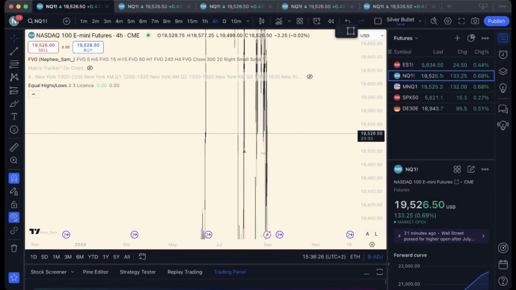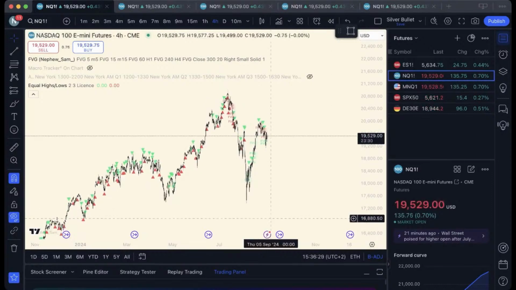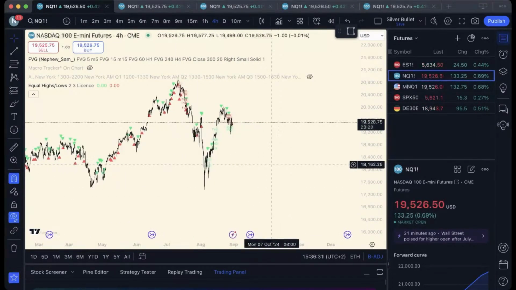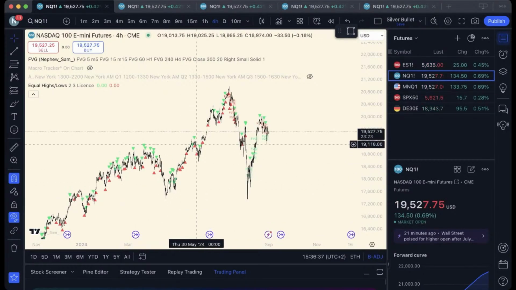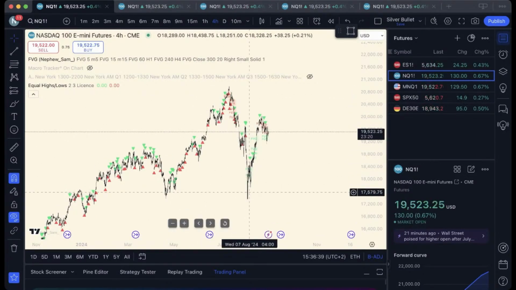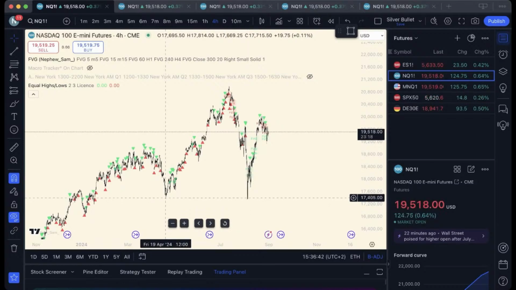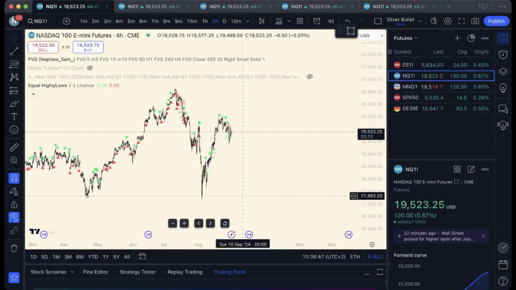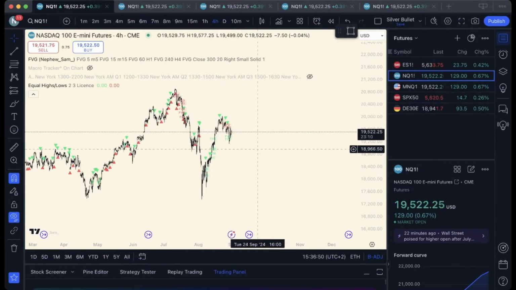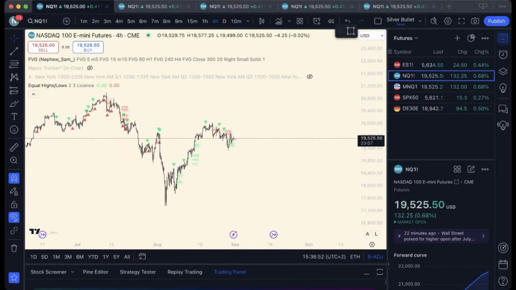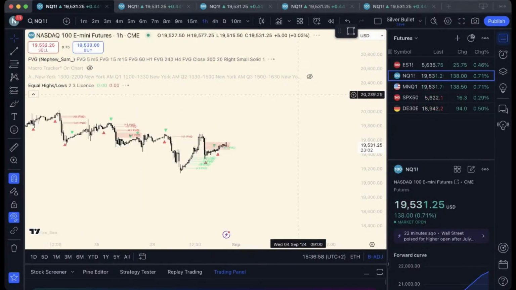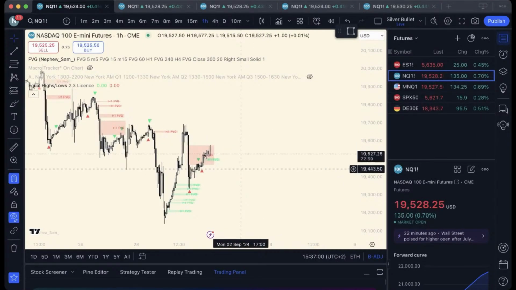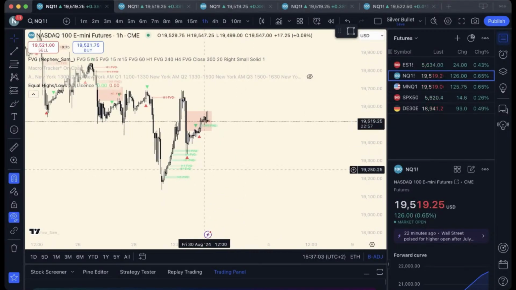And I saw on the 4 hour, for me it's a market maker buy model, because we went up the curve, then we had a market maker sell model. We swept this low here on the 5th of August, and now we are back in a buy model. So overall we should be bullish on the higher time frames, and we will try to do that.